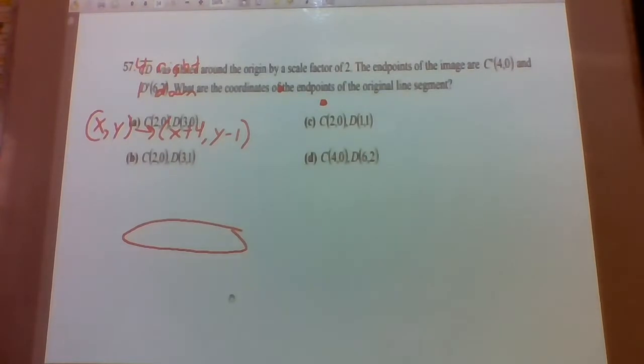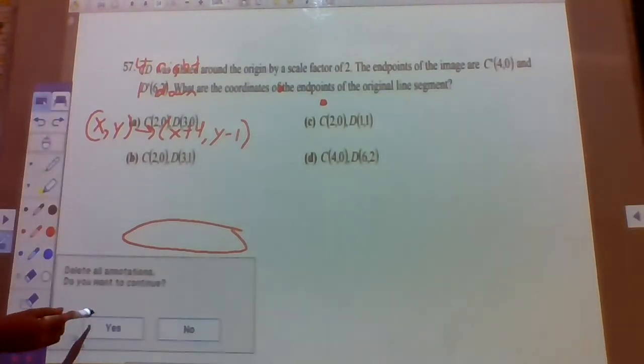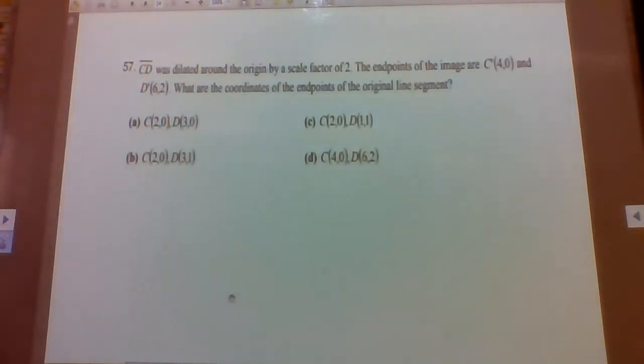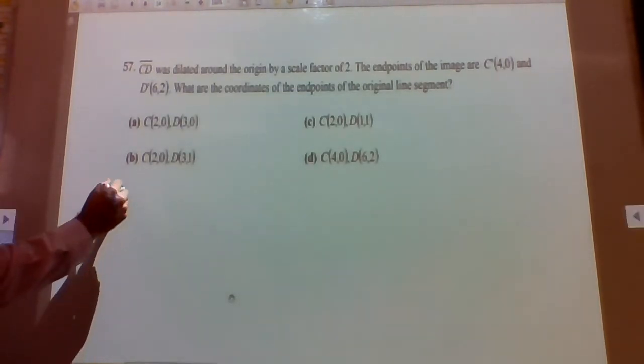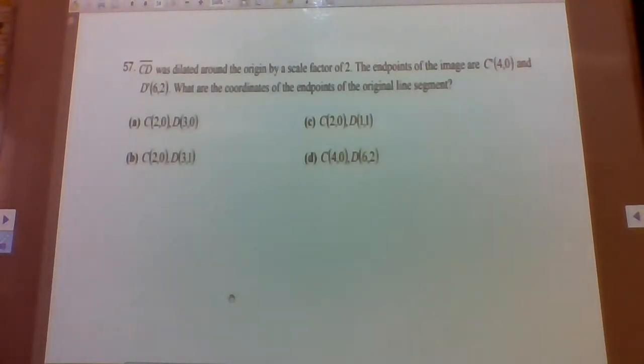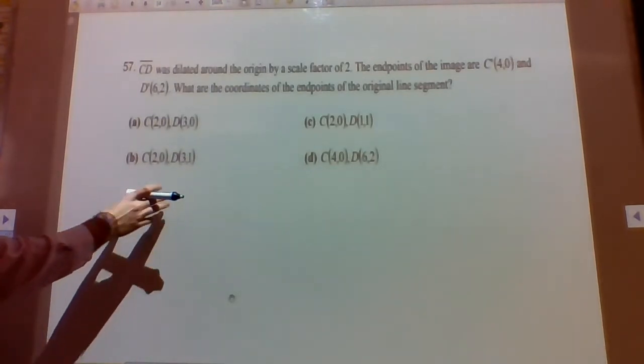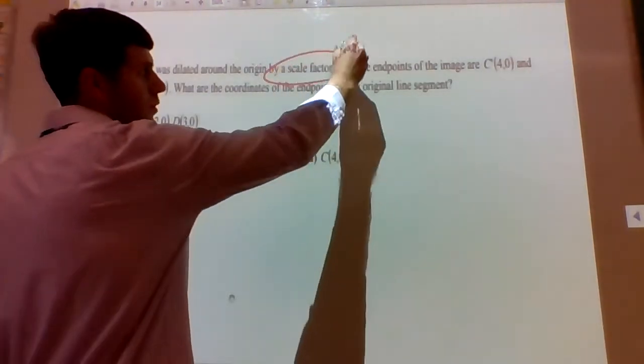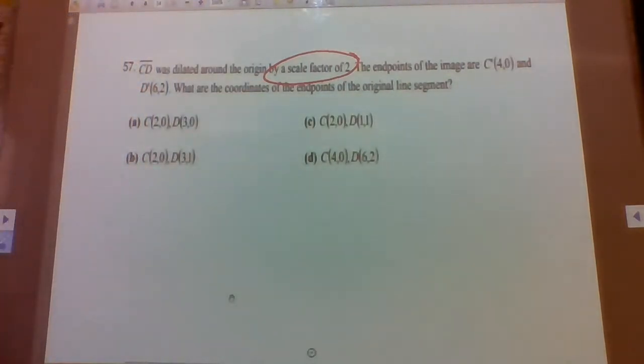Segment CD was dilated around the origin by a scale factor of 2. The endpoints of the image are C prime and D prime. What are the coordinates of the endpoints of the original line segment? So we have a line CD. We took our points from the original, multiplied by the scale factor, which was 2, and got 4, 0, and then 6, 2. So we kind of just have to go in reverse.